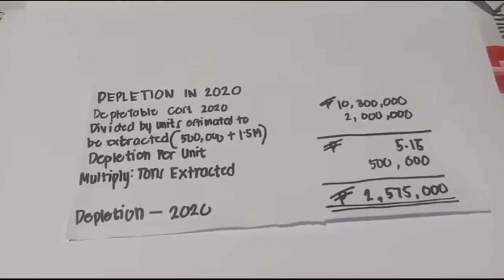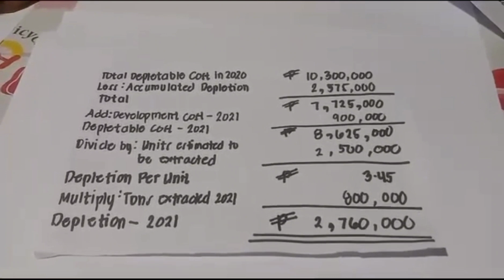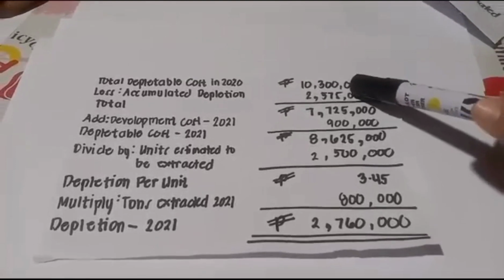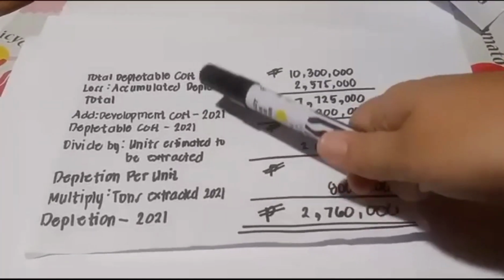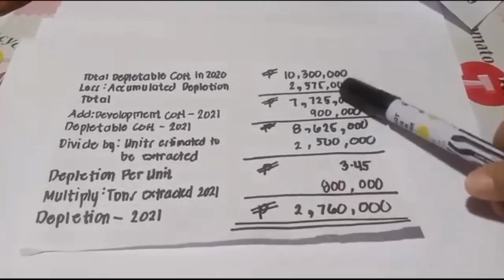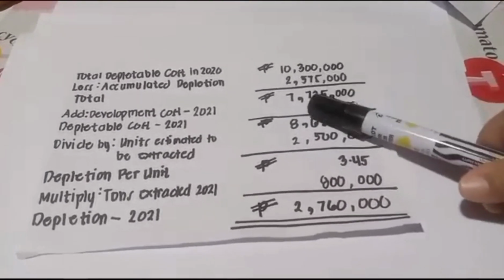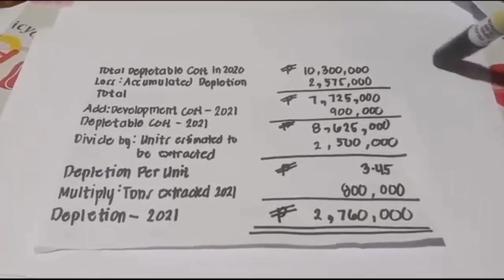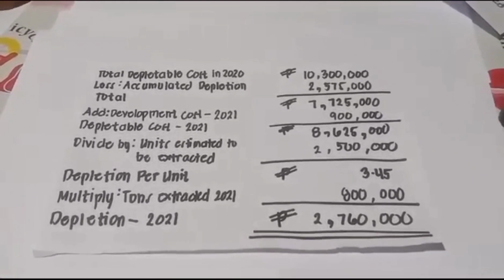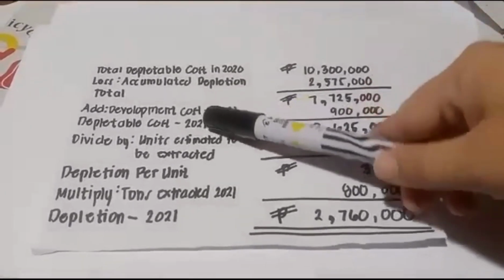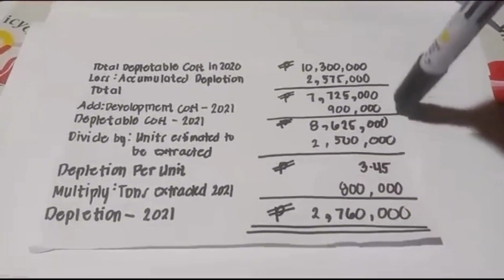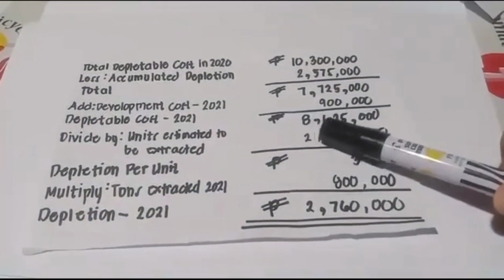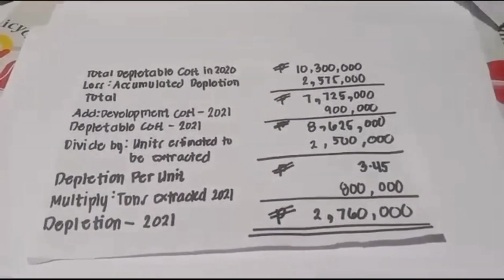Now let's go to 2021. For 2021, we use the depletable cost of 2020 of 10,300,000, less the accumulated depletion of 2,575,000, so we have a total of 7,725,000. In our formula for total cost of the wasting asset, whatever components are in the cost, we add. Since we have development cost in 2021, we add 900,000. So for the year 2021, we have a depletable cost of 8,625,000. And we divide this again.